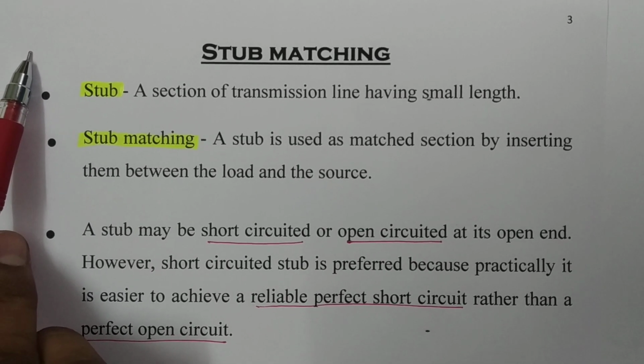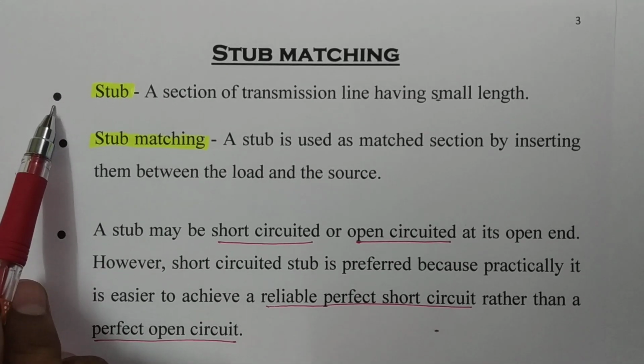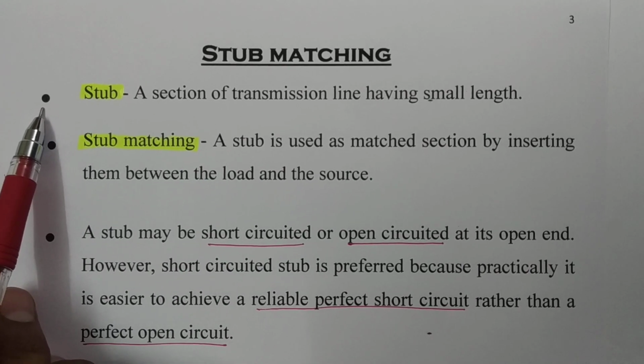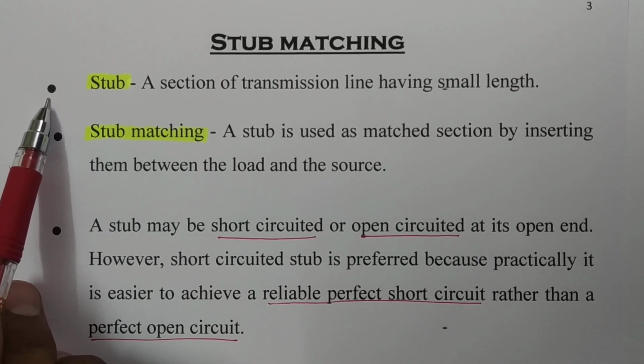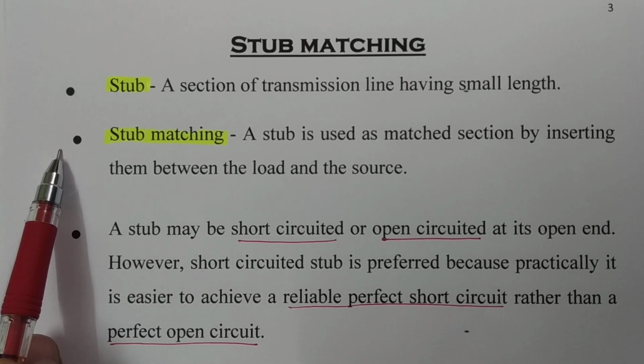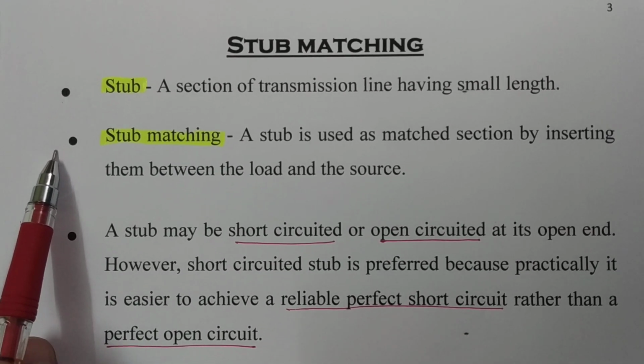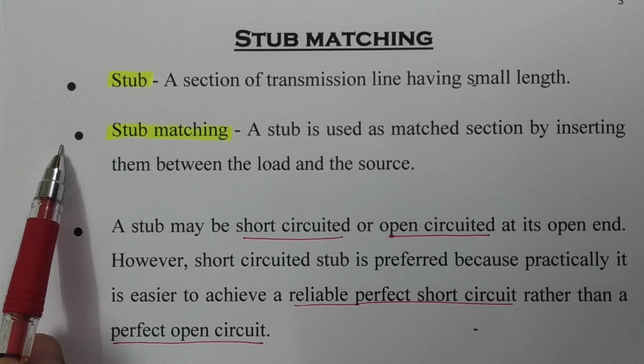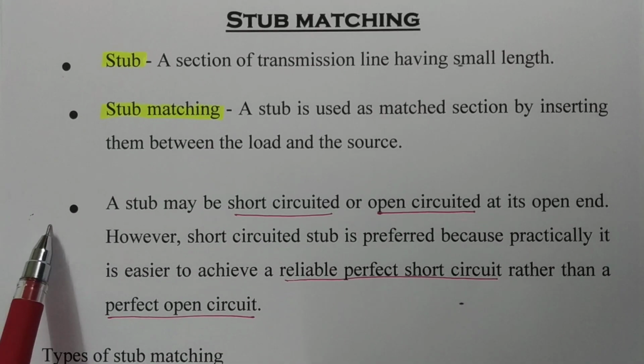Now we discuss stub matching. Stub: a section of transmission line having small length. Stub matching: a stub is used as a matched section by inserting it between the load and the source.